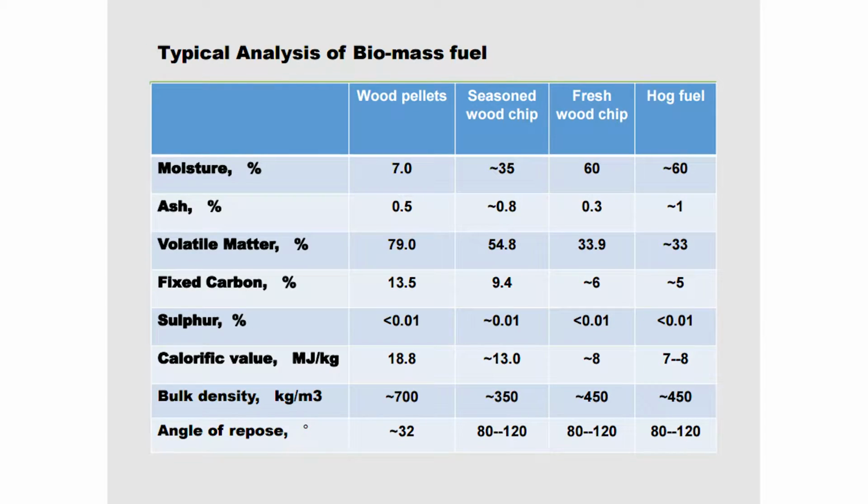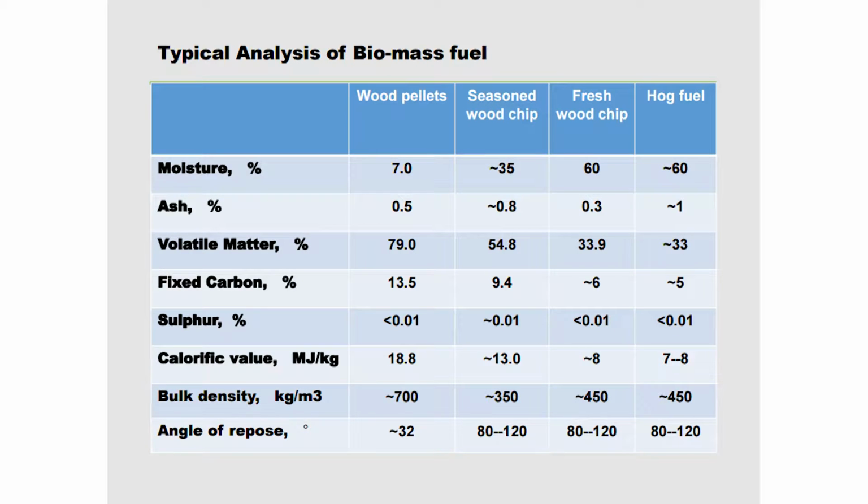So back to the typical analysis. What is the typical analysis? The specific properties for wood waste. Wood pellets, because it's dry, pre-dried already, down to around 7% moisture. Ash is low. Heating value 19 megajoule. Bulk density 700 around that mark. Angle of repose 32, 33 degrees.